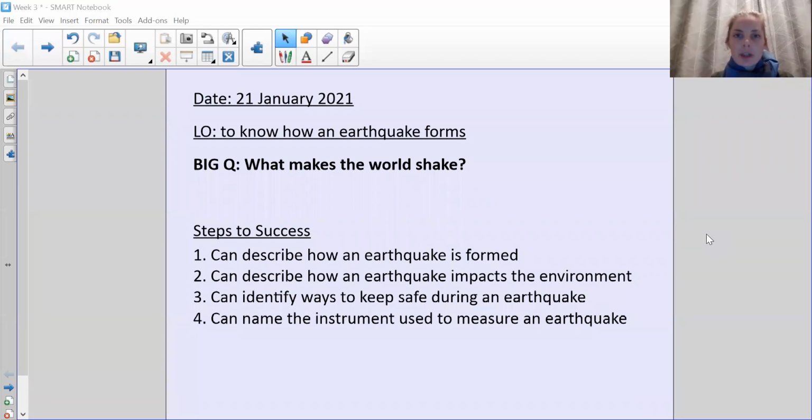Hi Year Fives and welcome to your geography lesson. We're going to be looking at how an earthquake forms today. And our big question is what makes the world shake? So could you please write the date and your big question on your piece of paper?